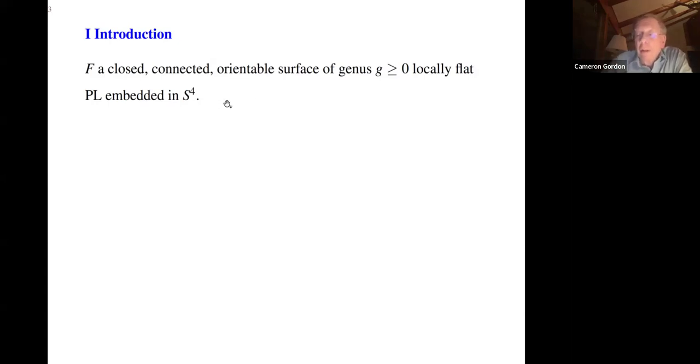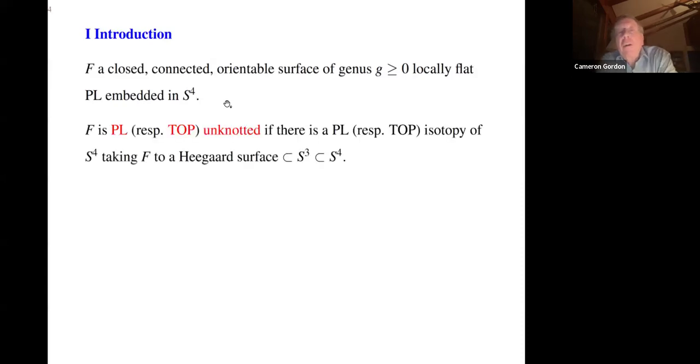Okay, and such a surface is said to be unknotted if there is an ambient isotopy taking it to a Heegaard surface in the equatorial 3-sphere. Equivalently, if it bounds a handlebody. Now, as we know, in dimension 4 there are a priori two different concepts here. We could ask for the isotopy to be PL or just purely topological. And so we have two notions of the surfaces being PL unknotted and topologically unknotted.